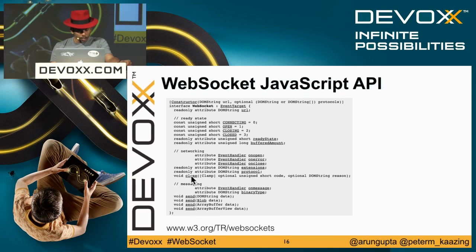This is my close method over here. And at the bottom are my four messaging methods, which are basically send message. So WebSocket can send text data or binary data, and all are sent using the send method.